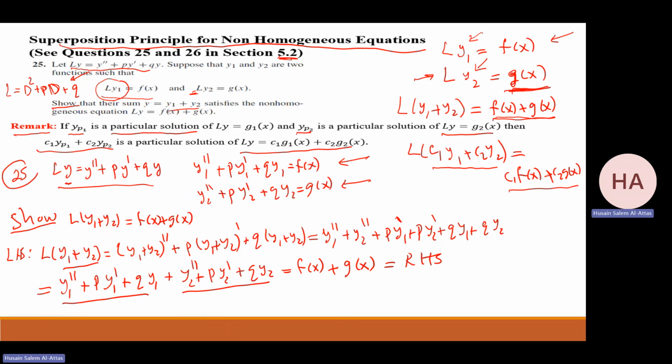By the way, for general L, I want L to be a linear operator.